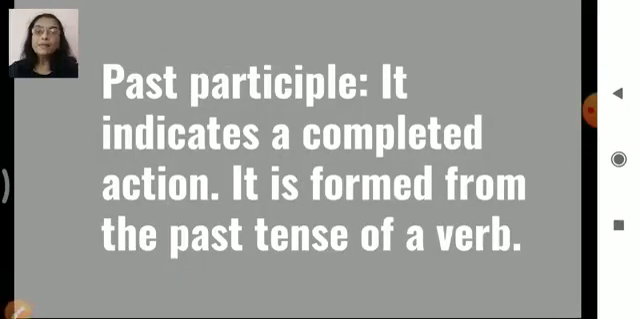Now what is past participle? It indicates, it tells that an action is completed. It indicates a completed action. It is formed from the past tense of a verb. It is not any extra tense. There are only three tenses, but the past participle is formed from the past tense of a verb. It means the action is already over, long back, not just now.